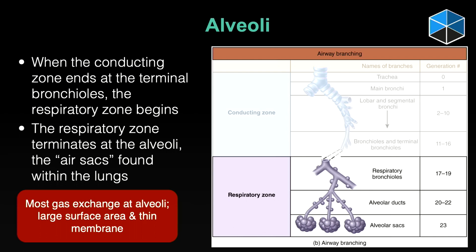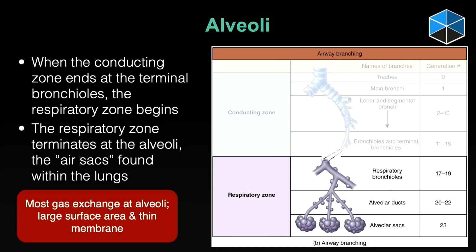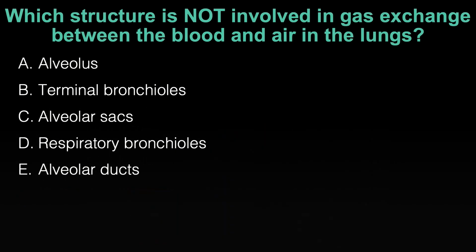So respiratory zone, yes, the respiratory bronchioles can exchange gas, the alveolar ducts, the alveolar sacs. The individual alveoli are by far the most important area for gas exchange. So with that in mind, we can approach this next question. Which structure is not involved in gas exchange?